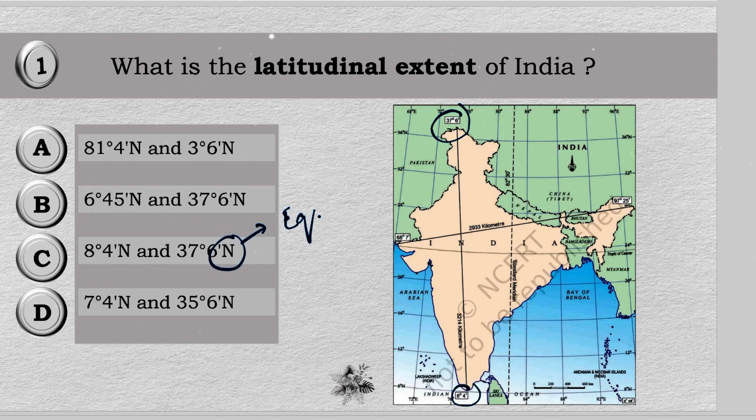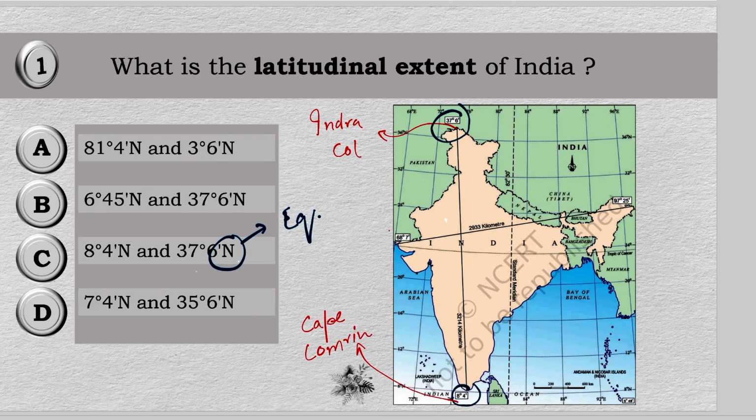Now let us see the various points which are very important from the exam perspective. The point at 37 degree 6 minutes north is known as Indira Col. And the southernmost point, most of you might know, is known as Cape Comorin.